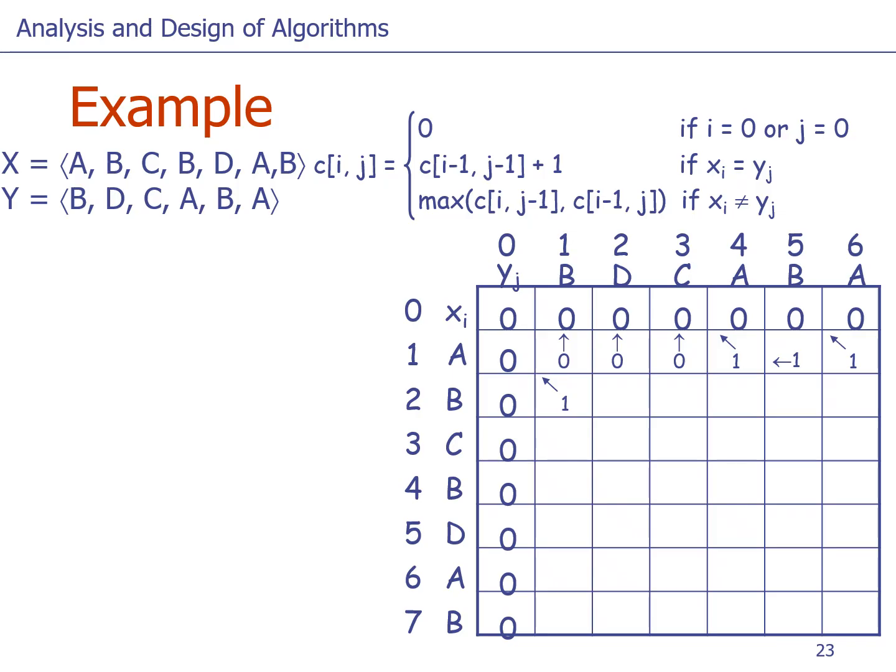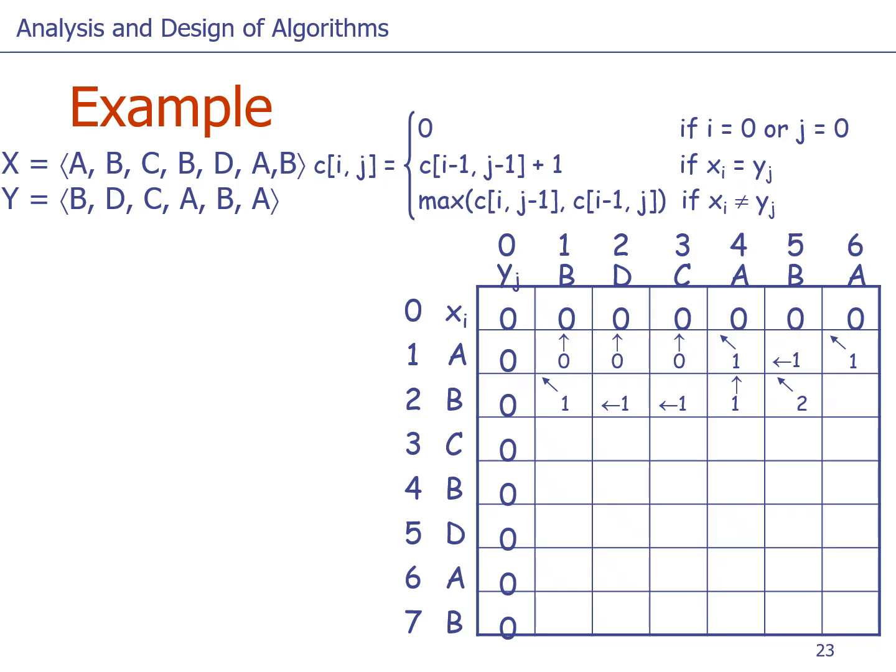I will repeat. B with B, yes, there is a match. Increment 1 to the diagonal value. And then B with D, there is no match. So get the value that is the maximum between the left cell and the top cell, so it's going to be 1. And then B with C, there is no match. So get the value of the maximum cell. You have 1 and you have 0 in the top, so it's going to be 1. And then B with A will not match. So we said before, if they are equal, I'm going to pick the top cell, so it's going to be 1. And then B with B, there is a match, I will add 1 to the cell at the diagonal, so it's 2.